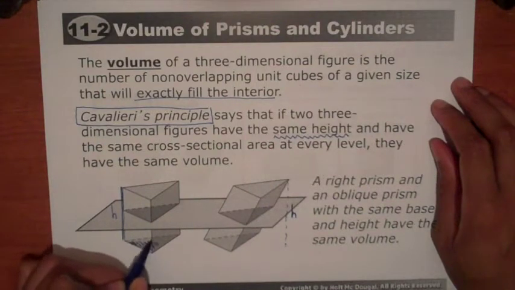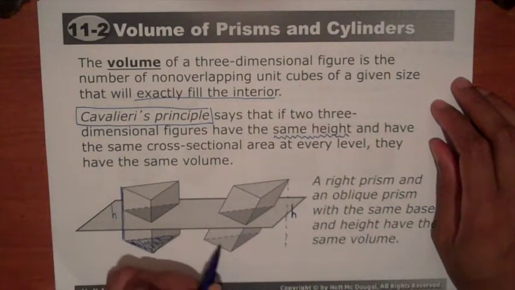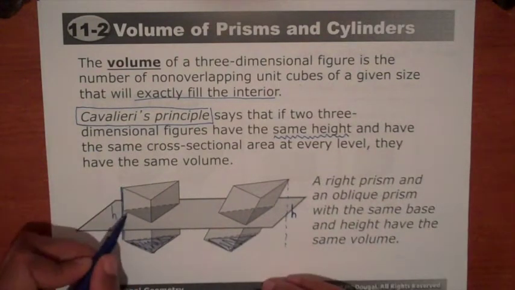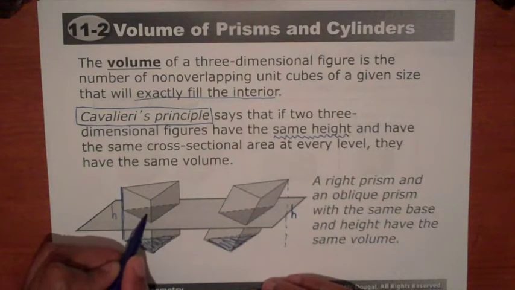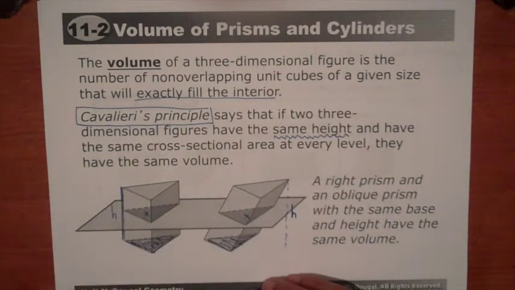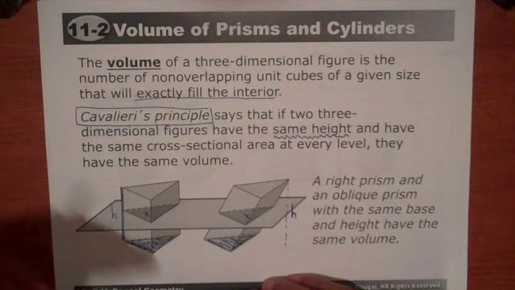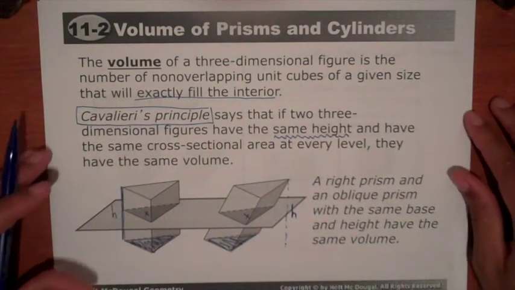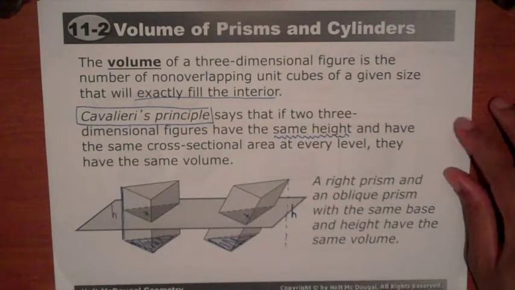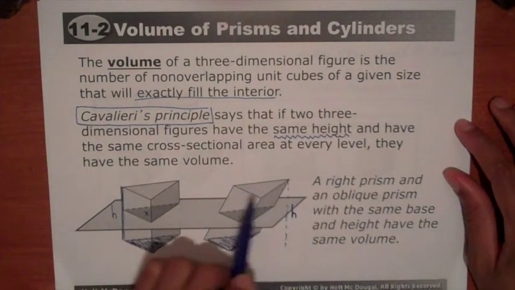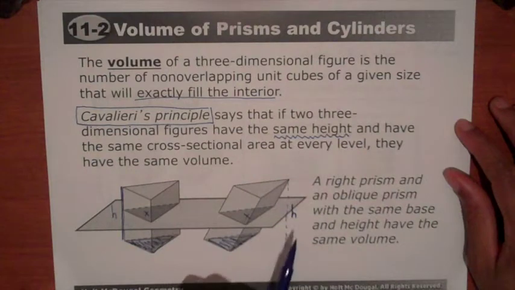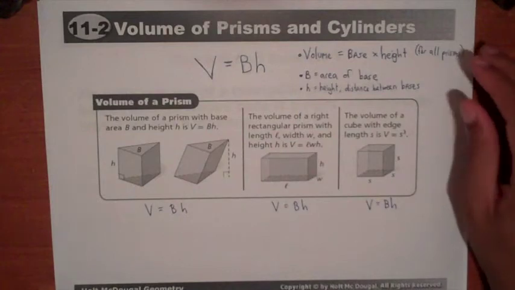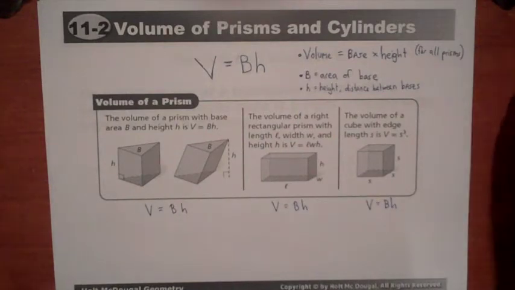This triangle down here is the same area as this triangle, and as you continue up, that also matches with this triangle and this triangle. So all the same cross-sectional area. Then these two figures have the same volume. So even though it's oblique, which means it's leaning, if it has the same base and the same height, they have the same volume.